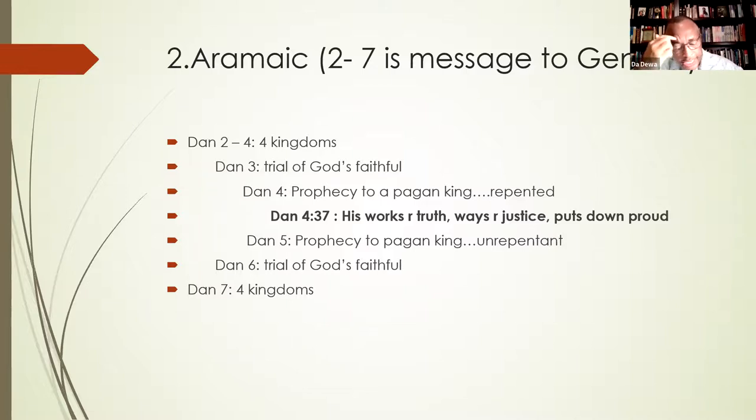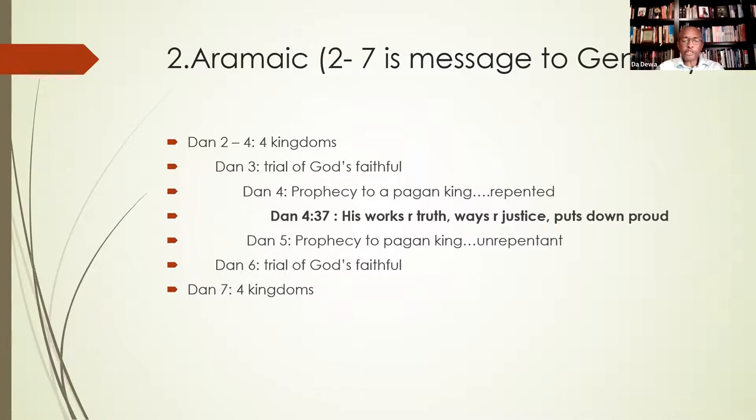So that reads, "Now I, Nebuchadnezzar, praise and extol and honor the King of heaven, all of whose works are truth and his ways justice. And those who walk in pride, he is able to put down." So here we are seeing that the arrow or the apex of the Aramaic is talking about the character of God, that his works are truth and his ways are justice, and he puts down the proud. So that essentially is the apex of this section.